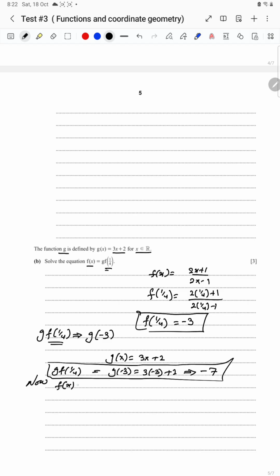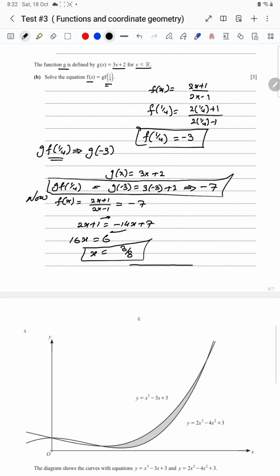Now f of x is equal to 2x plus 1 over 2x minus 1, that is given to be minus 7. Simplify it, cross multiply. 2x plus 1 equal to minus 14x plus 7. So minus 14x comes here and 1 goes there, 16x equal to 6. X will be 3 by 8. I hope it is clear. X is 3 by 8. That is the solution of this given expression. The 3 marks as well.